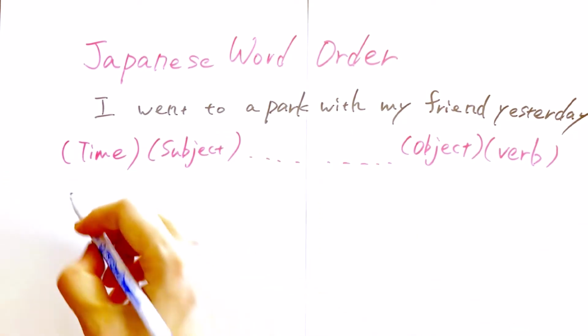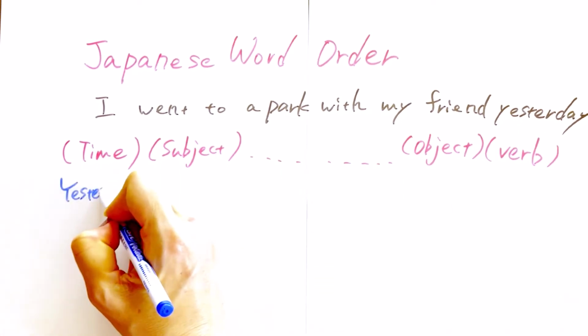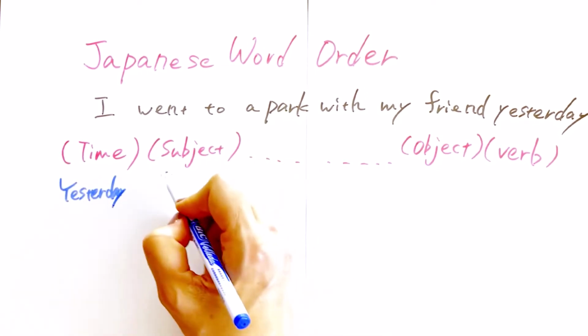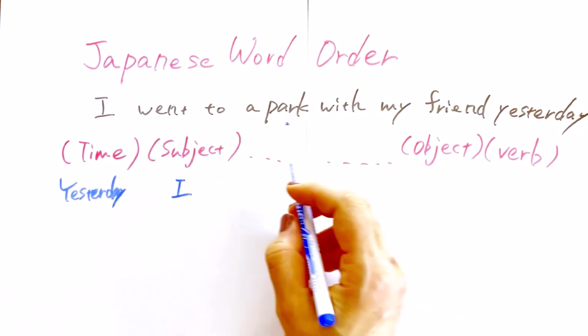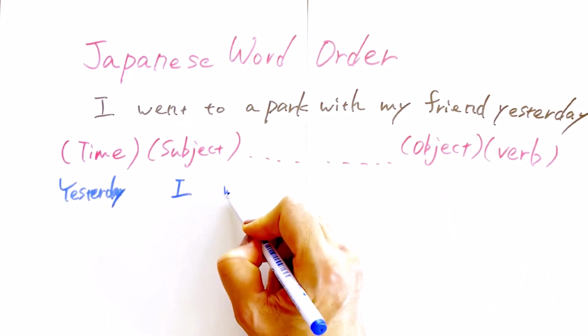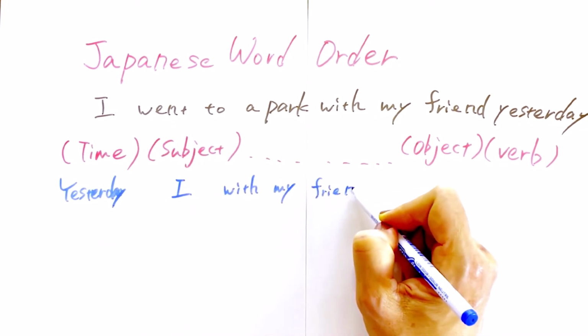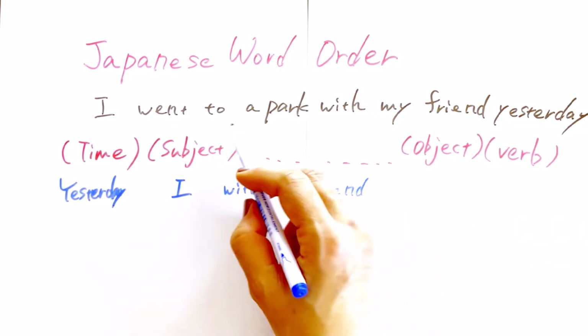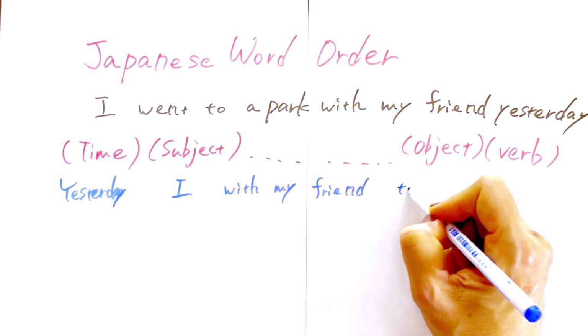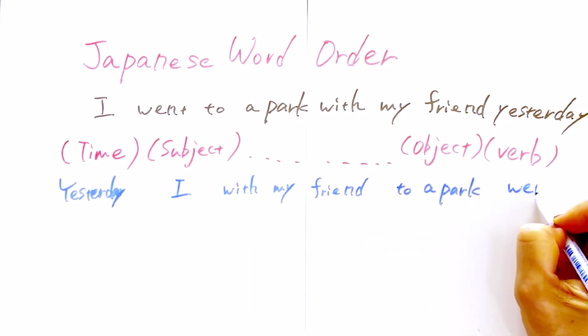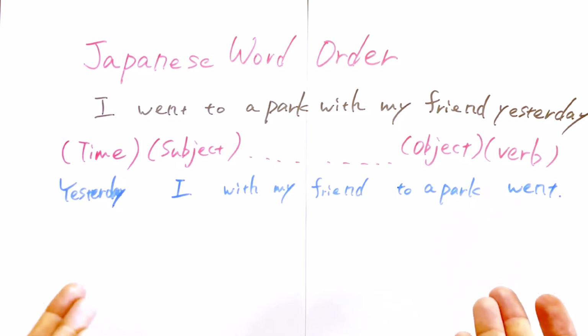So yesterday comes first. And then subject is I, and then anything in the middle, with my friend, and then object is a park, in this case, to a park, and then verb is went. So this is a Japanese word order, but this is not the end.